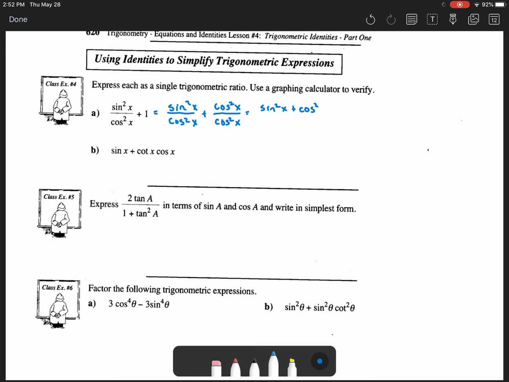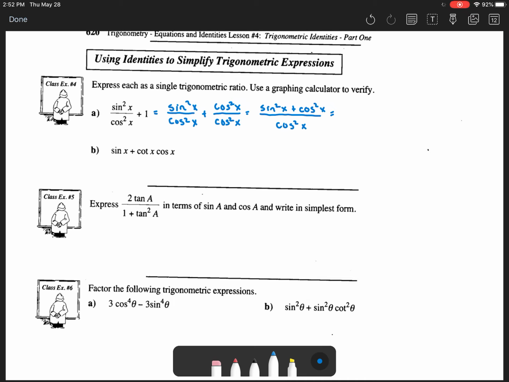Now that I have a common denominator, I can combine the expressions in the numerator, so sine squared of x plus cos squared of x, all over that common denominator of cos squared of x. Now, here's your first look at using an identity.